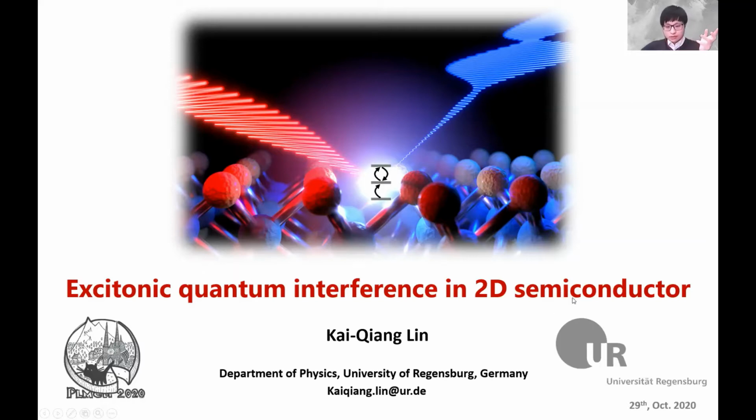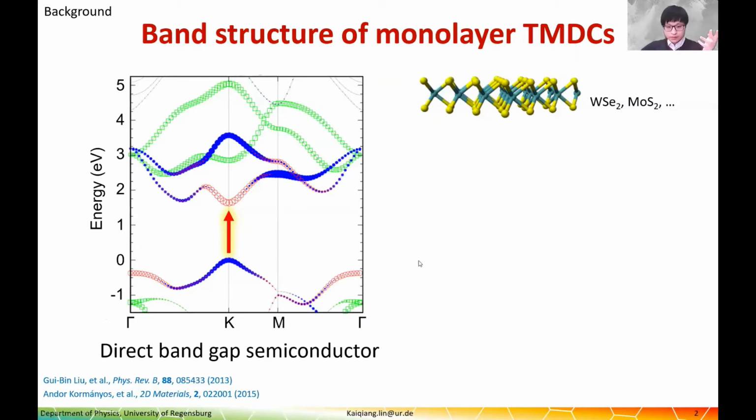As introduced by several speakers before, we know that the monolayer TMDC system is a direct bandgap semiconductor. If you shine light onto the material, you can excite an electron from the valence band to the conduction band. It gives you this exciton, a two-level system, which already shows strong light-matter interaction.